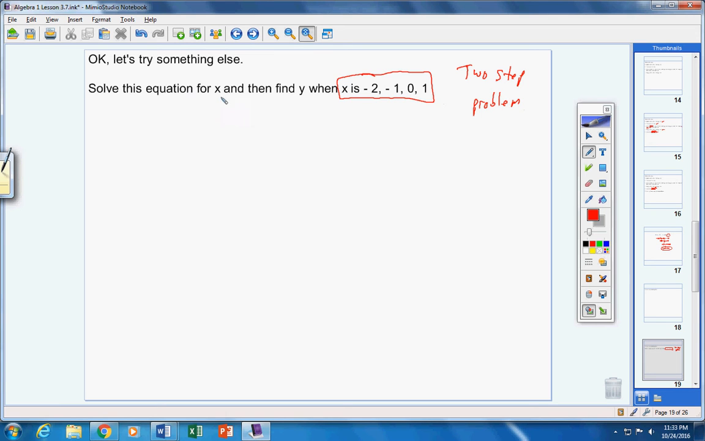First, we're going to solve the equation for x. So there it is, okay? Let's solve this for x. Step 1, simplify both sides. Take your 4, multiply it through.